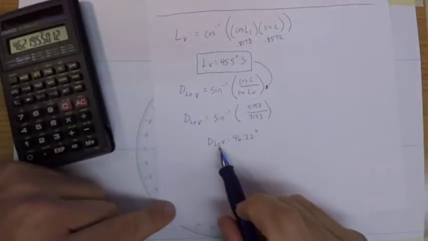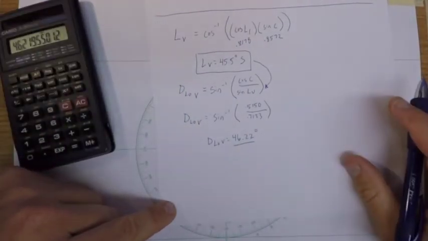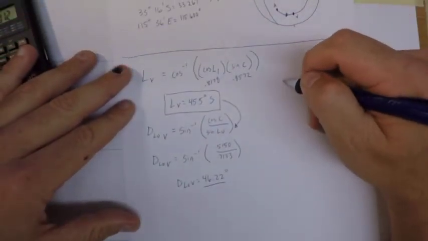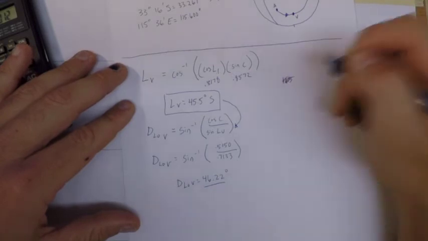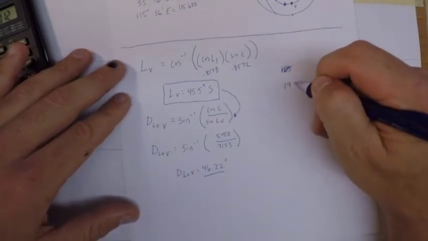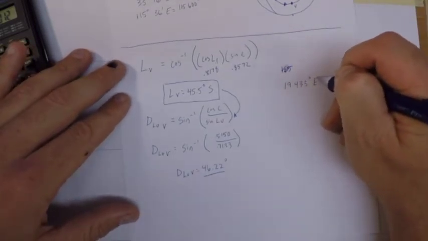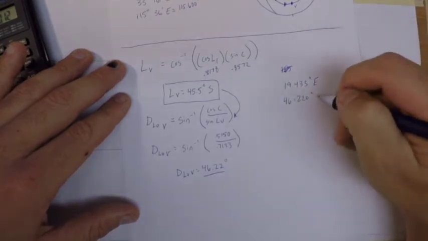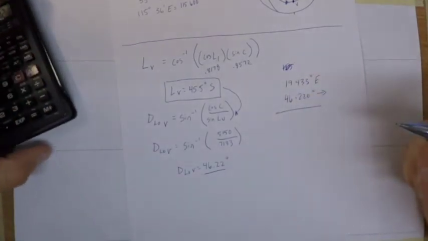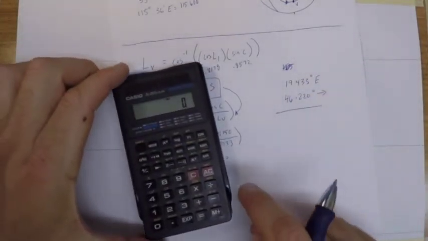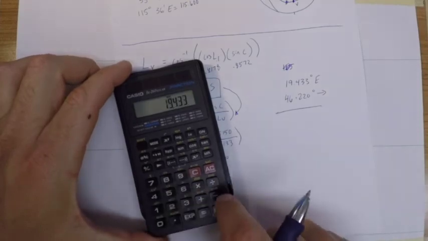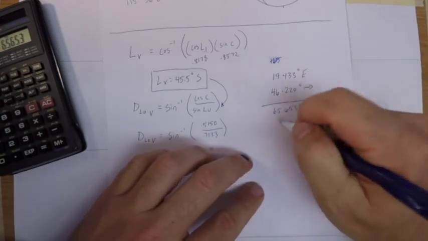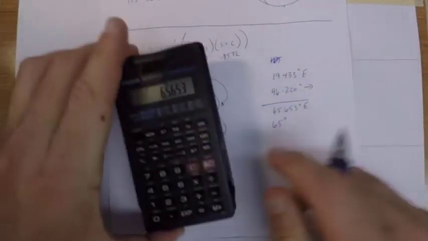Okay, so the difference in longitude of the vertex is 46.22 degrees away from where we started. And so if our original longitude was 19.433 east, and we changed it by 46.220 degrees further to the east, then we will add these up and get our longitude of the vertex. And the Coast Guard is looking for this not in decimal format, so we'll have to just change this.